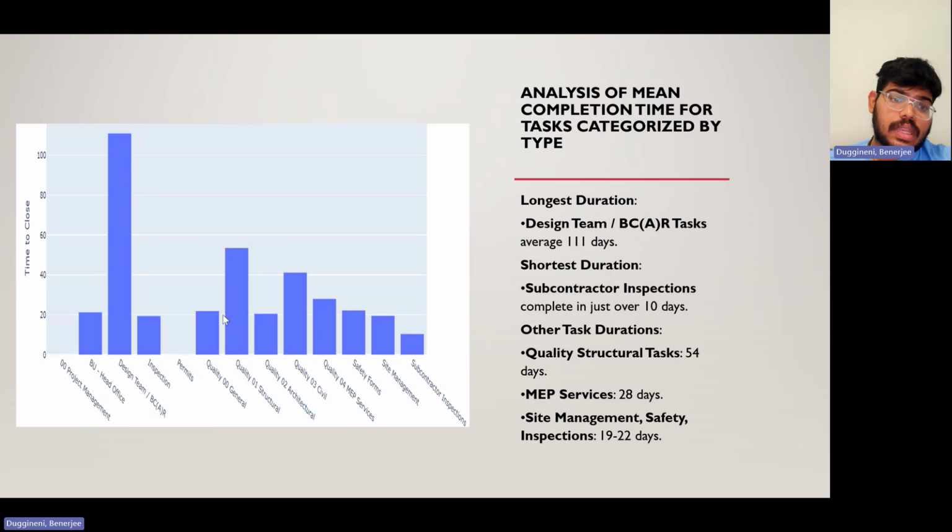As you can see, the x-axis and y-axis show the time to close for each one. Project management took 0 days, and the head office 20 days. The design team took more than 100 days, and inspection 20 days. Quality one structural took around 50 plus days, and quality two architectural 20 days. Using this bar graph, we found the time for each task to be completed.